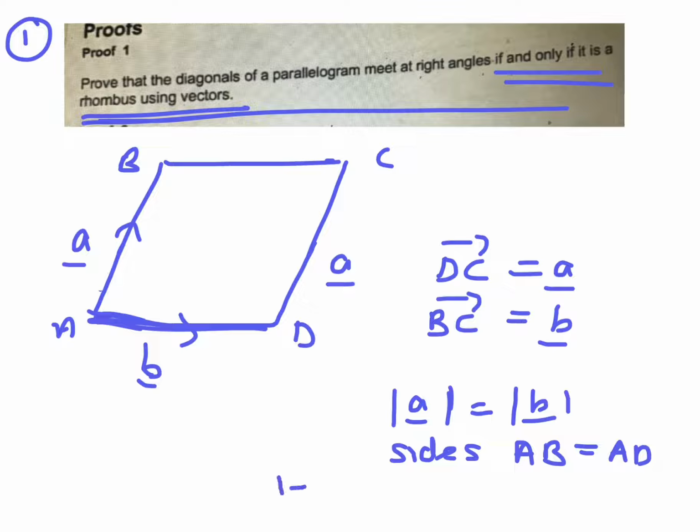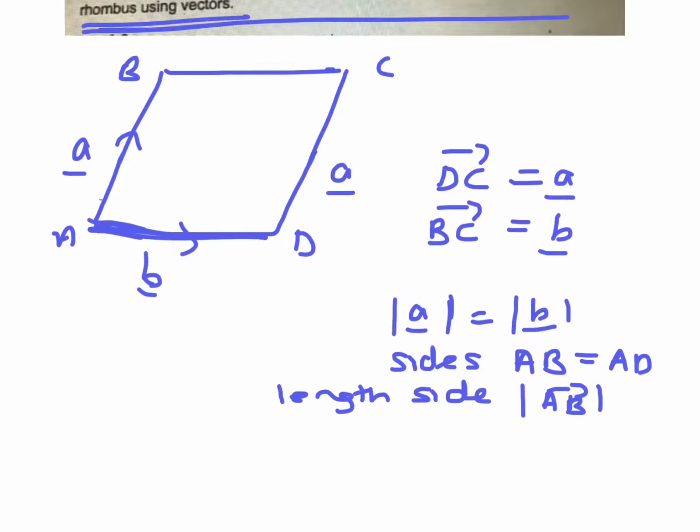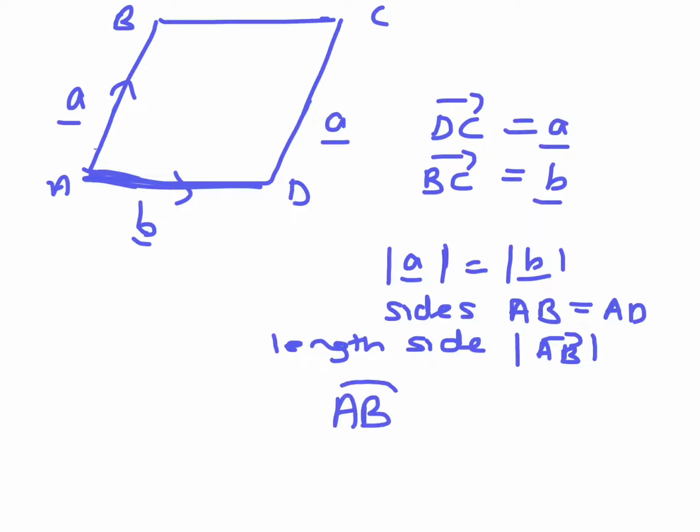So I want you to just realise that when you want the length of a side, you just put these bars on the outside of your vector. If you just write AB, that just means the length of the AB, but that is the same as the magnitude of the vector AB, because it's the size of the length of that vector. Okay, so this side here equals this side here. And we're going to somehow use that in our proof.